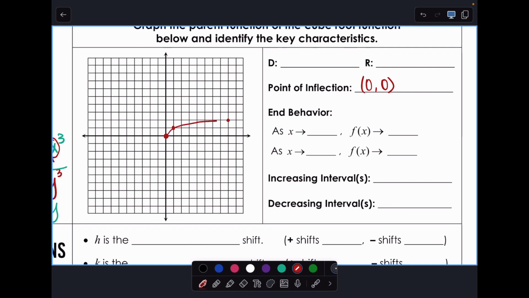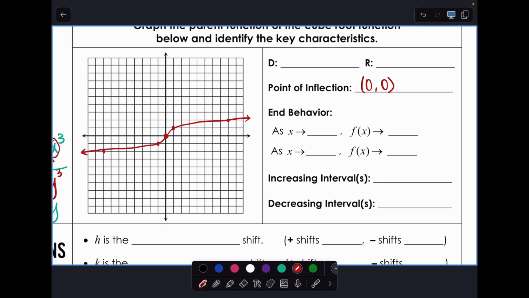Okay. And then if I put in a negative 1 for cube root of negative 1, what's my y output? Negative 1. So I'm going to go down. And then if I put in negative 8, what would be my cube root of negative 8? Negative 2. Does that make sense?